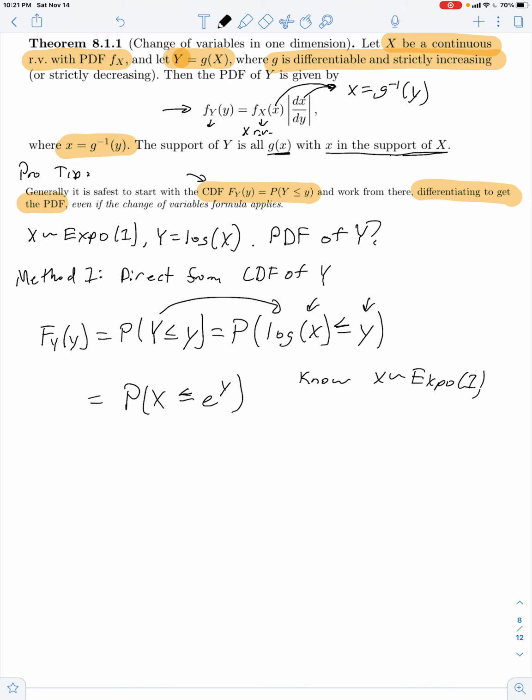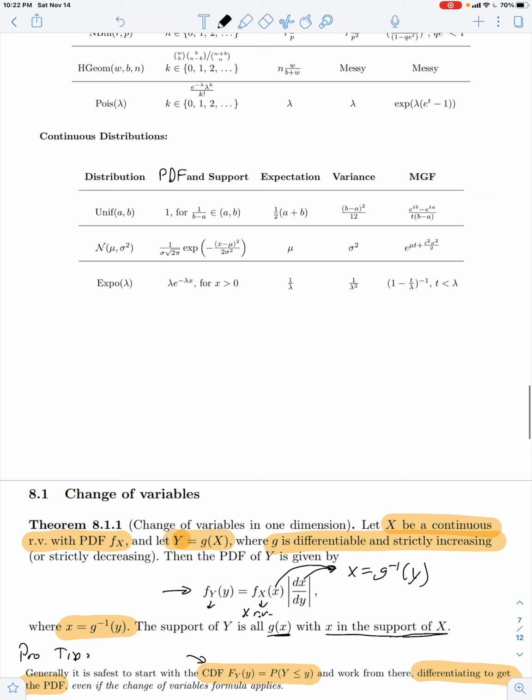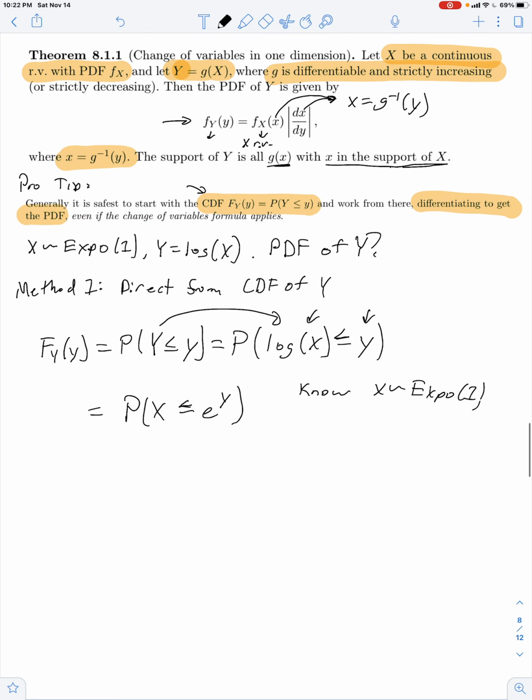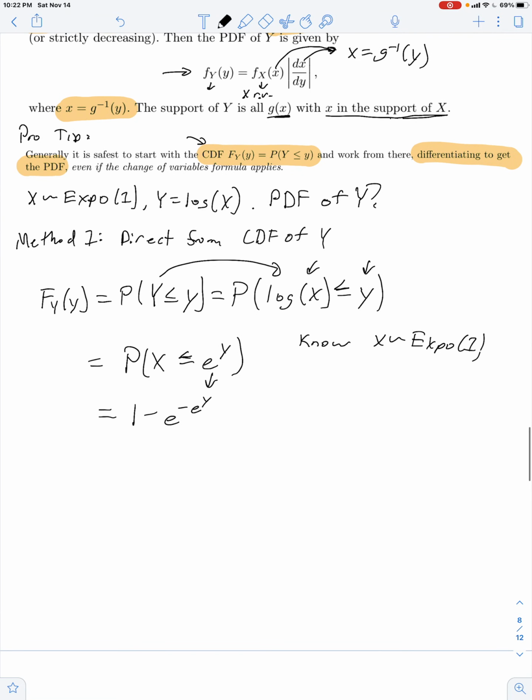And if I recall from my table up here, I have the CDF of X: when lambda is equal to 1, the CDF is equal to 1 minus e to the minus x. So I can just use this here, which is equal to 1 minus e to the minus e to the y, because I'm just plugging e to the y in as little x. Cool. This gives me the CDF of Y.